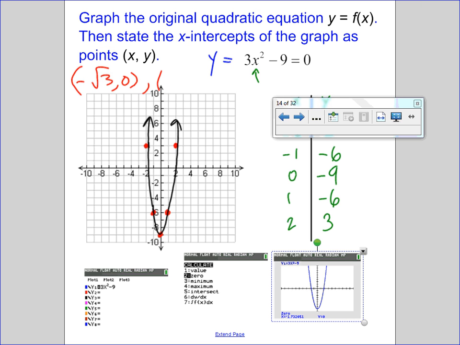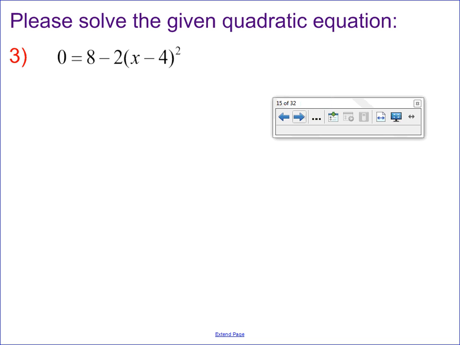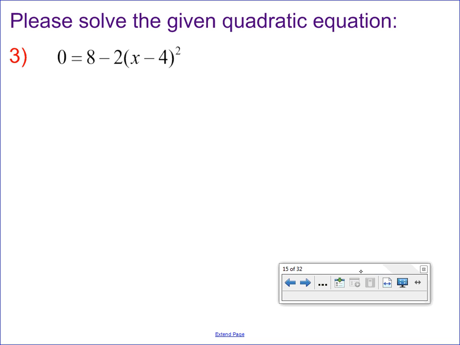And this one looks like 2, but it's positive, right? Root 3 comma 0. Nice. All right, 1 to go.